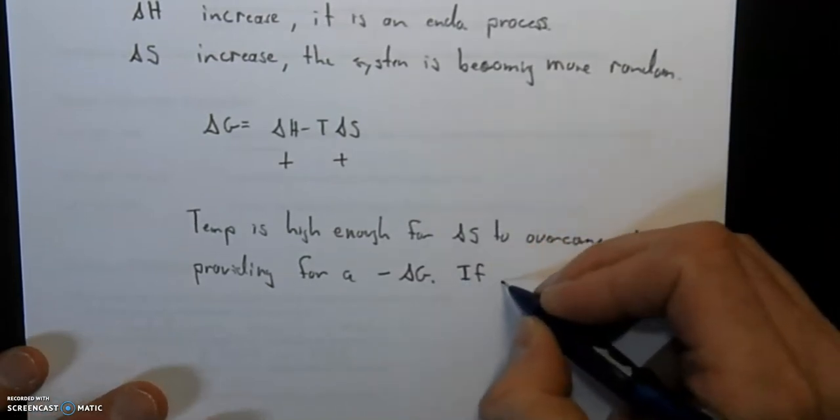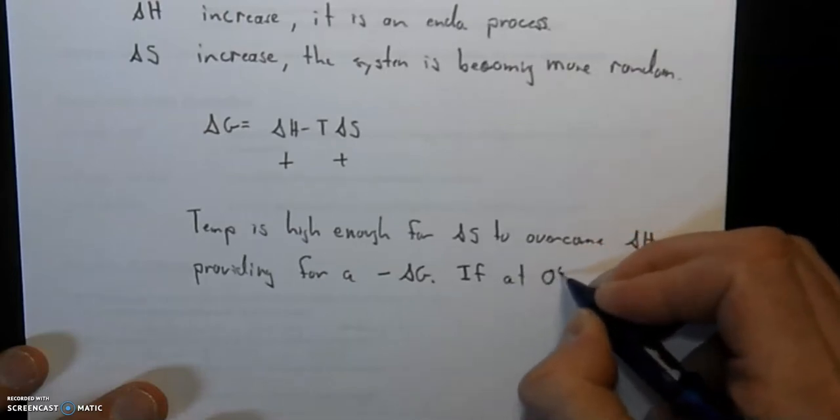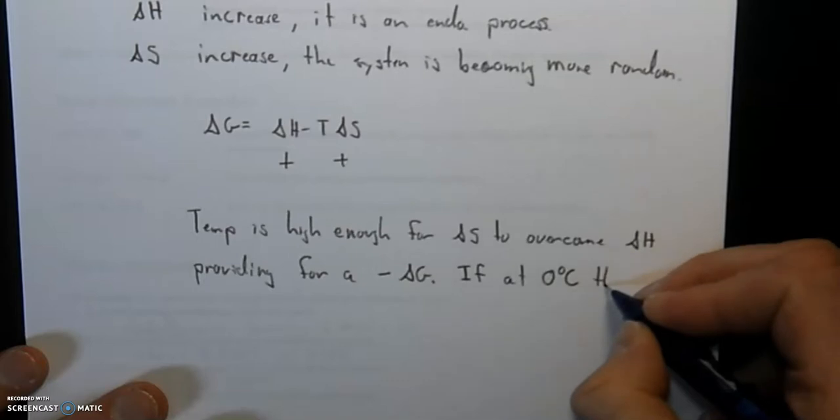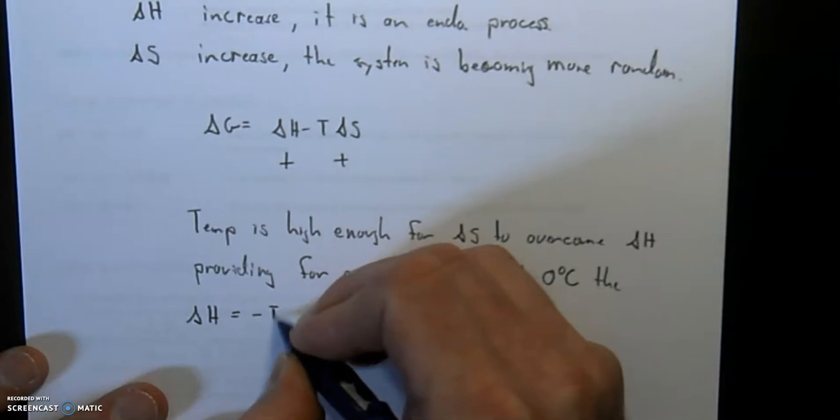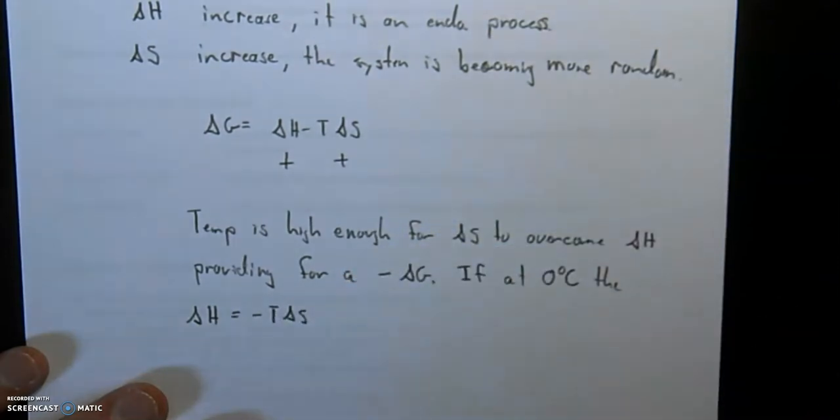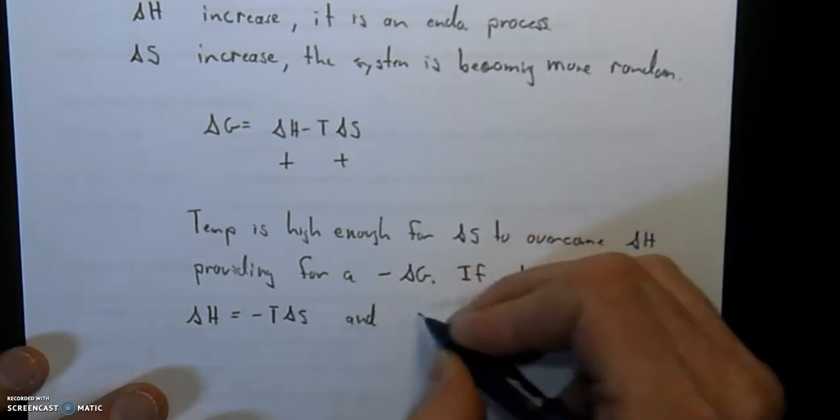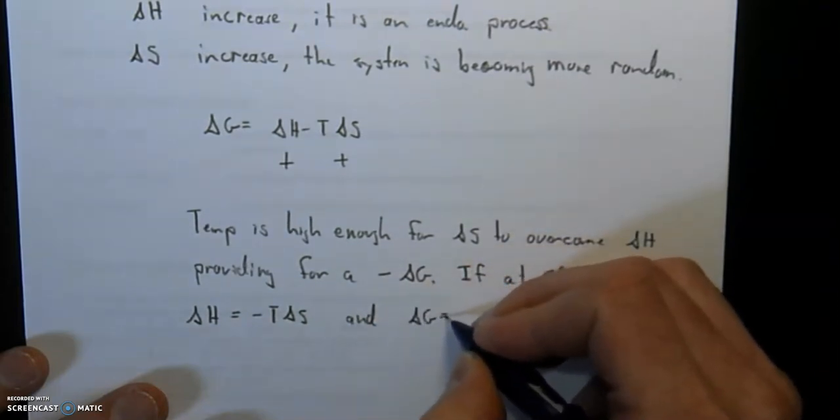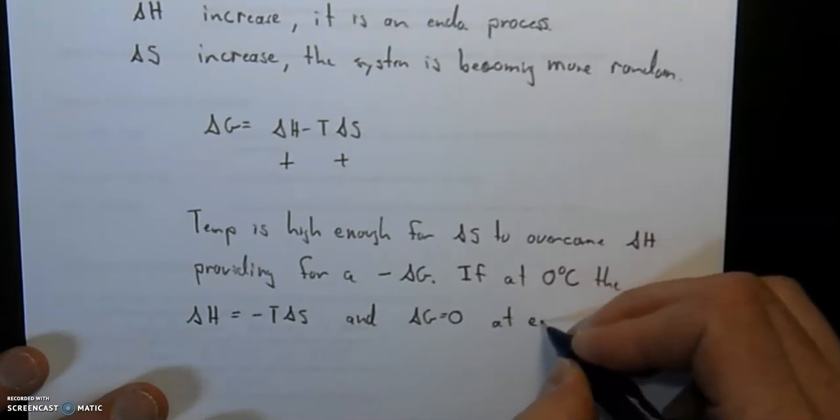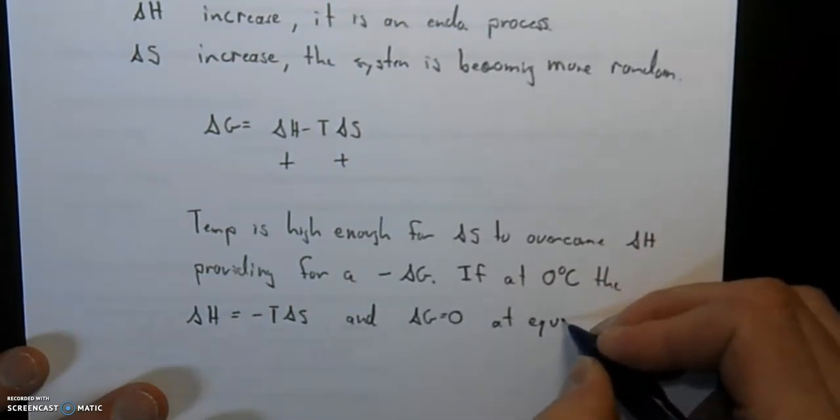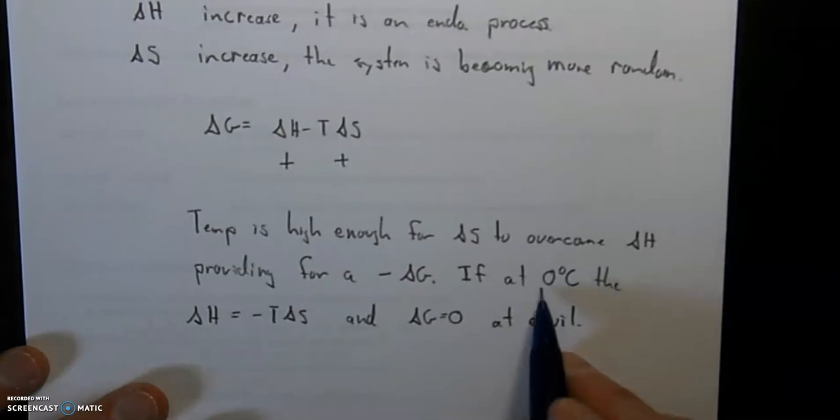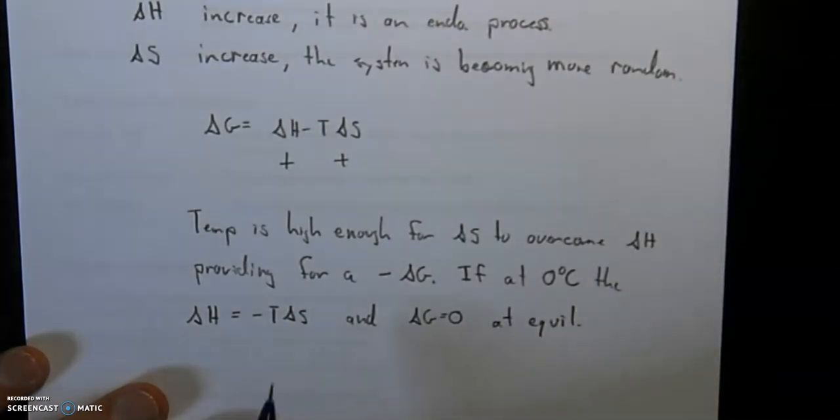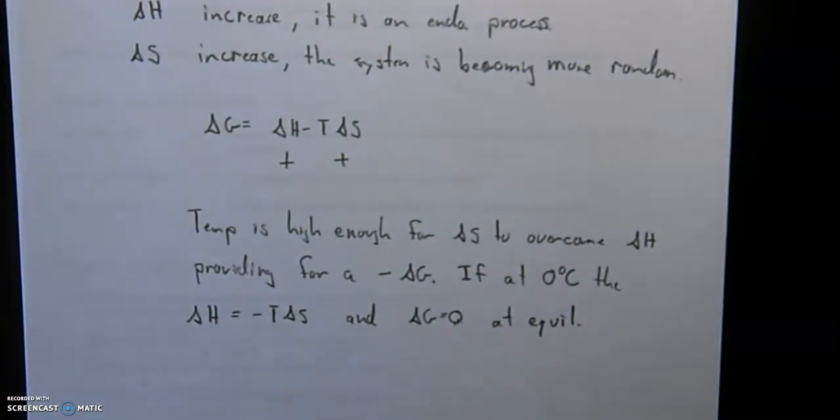And just to add one more note here, if at 0 degrees Celsius the delta H is equal to T delta S, something we looked at earlier, and delta G is equal to 0 at equilibrium. In other words, it would be reversible and it would go back and forth. So we can determine the temperature again if we solve for that equation. And delta G here would be 0, indicating that you're at equilibrium.